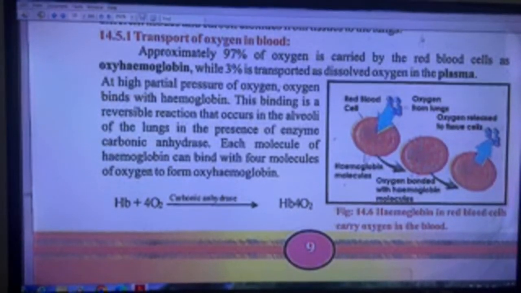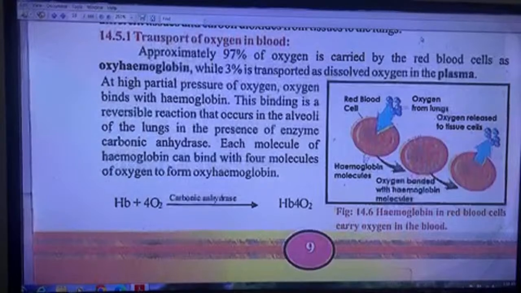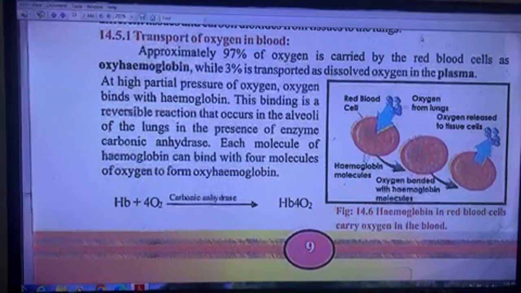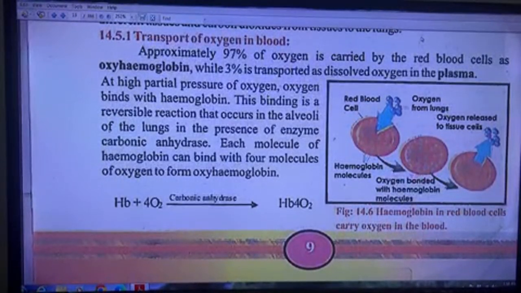Approximately 97% of oxygen is carried by the red blood cells as oxyhemoglobin, while 3% is transported as dissolved oxygen in the plasma. At high partial pressure of oxygen, oxygen binds with hemoglobin, which is a reversible reaction that occurs in the alveoli of the lungs in the presence of the enzyme carbonic anhydrase. Each molecule of hemoglobin can bind with four molecules of oxygen to form oxyhemoglobin.